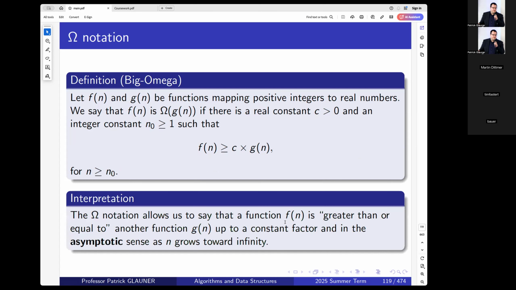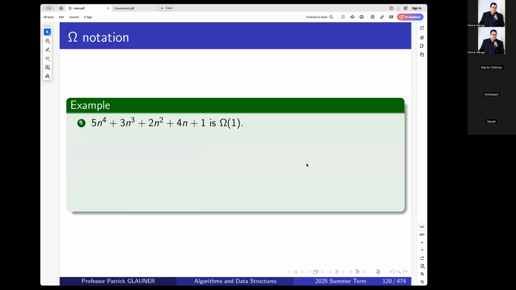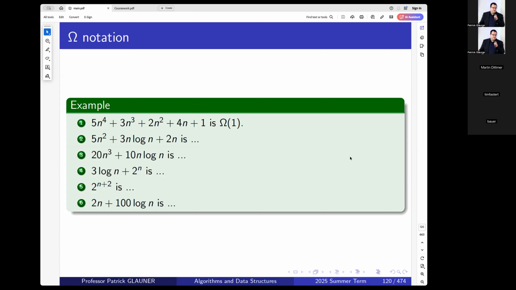So what the big omega notation allows us to say is that a function f of n is greater than or equal to another function. So the function g of n is not an upper boundary, but a lower boundary in the asymptotic sense. What we do here is we just pick the lowest order term. We still ignore constants, but if we say 5n to the power of 4 plus 3n cubed plus 2n squared plus 4n plus 1 is omega of 1, because we just picked the lowest order term, because it takes minimum that time.